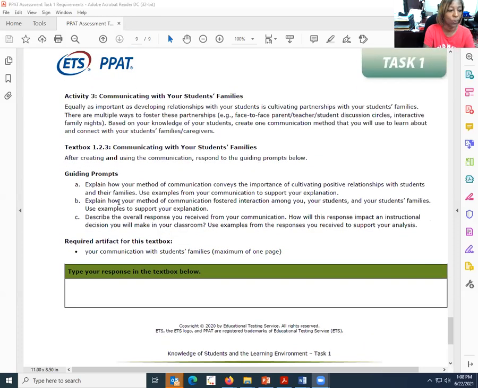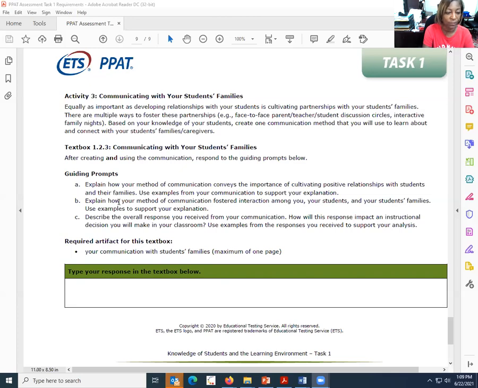Text box 1, 2, 3 is under activity 3, which is communicating with your students' families. Equally as important as developing relationships with your students is cultivating partnerships with your students' families. There are multiple ways to foster these partnerships. Example: face-to-face, parent-teacher-student discussion circles, parent-teacher conferences, interactive family nights, and so on and so forth.